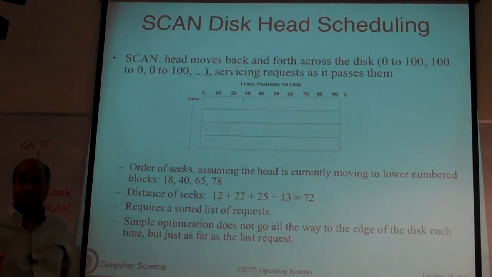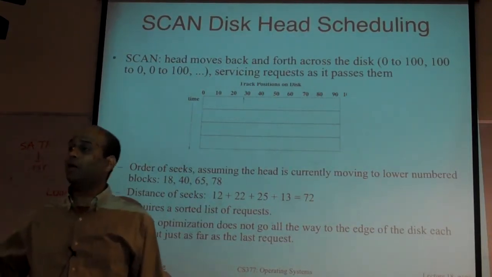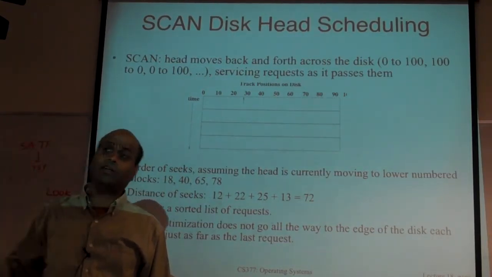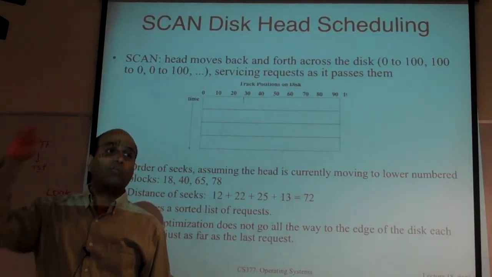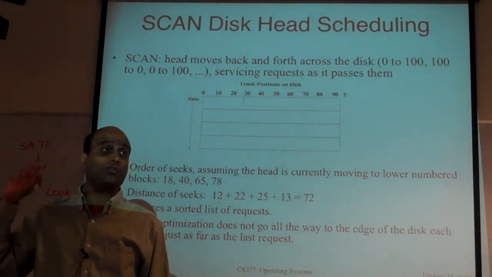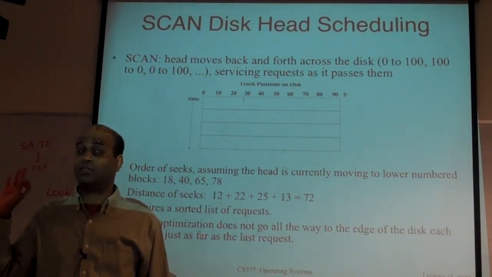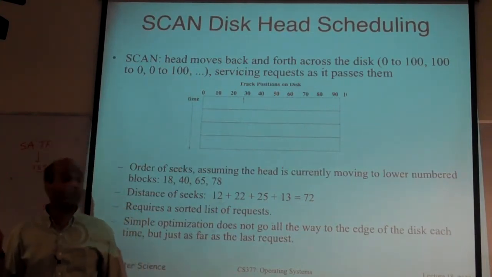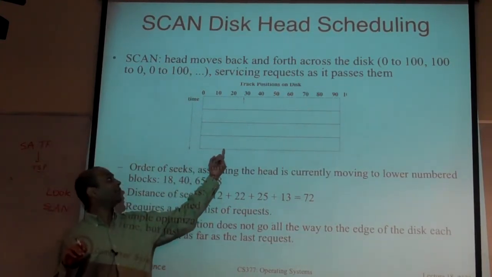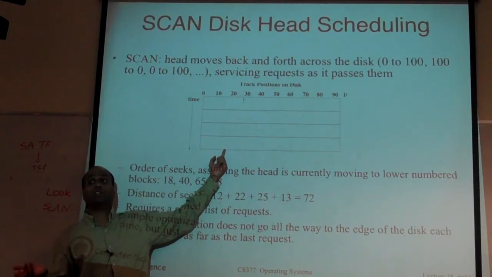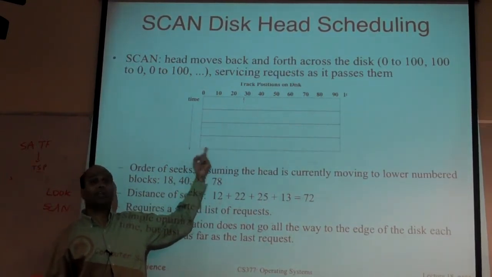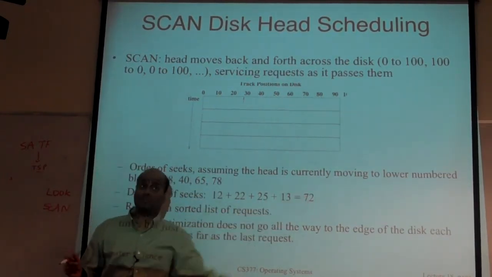There's something called LOOK and something called SCAN. In one case, it doesn't matter even if there are no other requests, like an elevator. It always comes to the ground level before it goes back up, even if there's nobody there, because it is designed to do that. If you did that, then after 18 you would have 36 additional tracks. You'll go to 0 and come back, and then you will start servicing the rest.